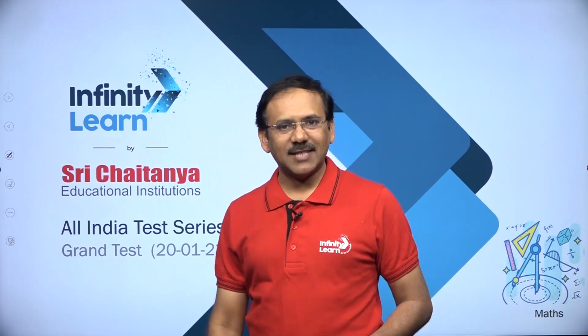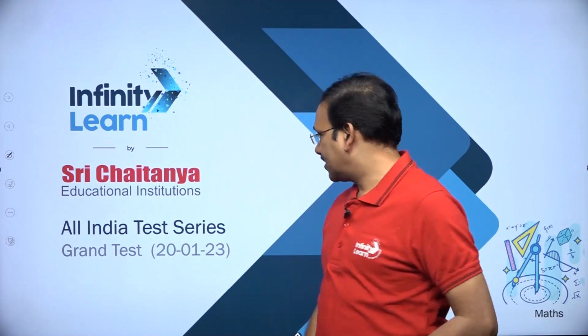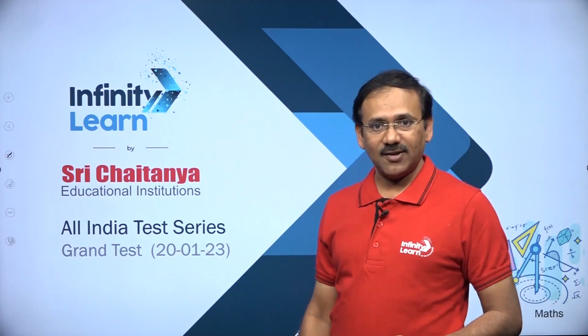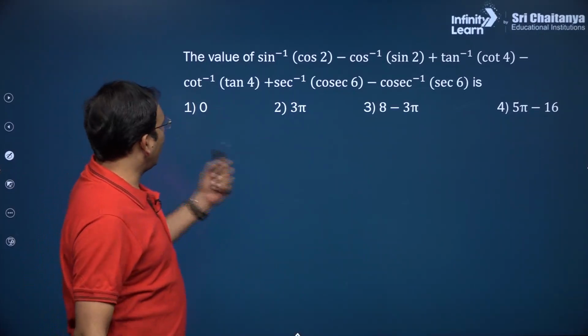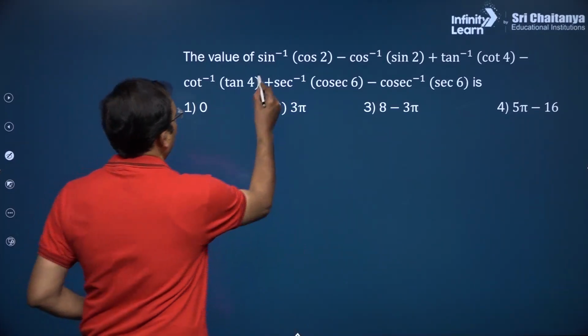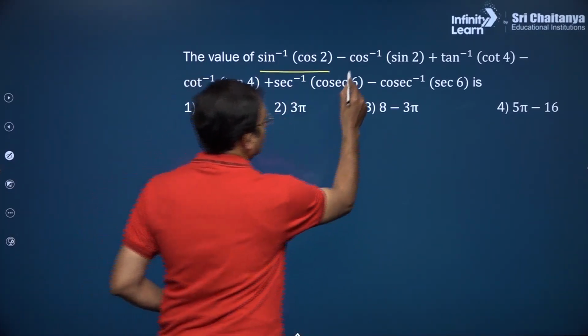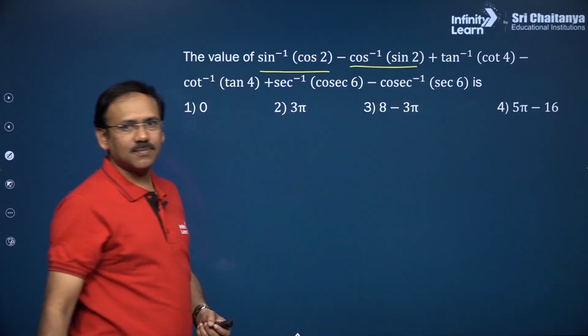Let us continue the math part discussion, right? This is the test dated 20th Jan, right? See, the first question is given on inverse trigonometry, that is, find the value of sin inverse of cos 2 minus cos inverse of sin 2. In the same way, 6 terms are given.